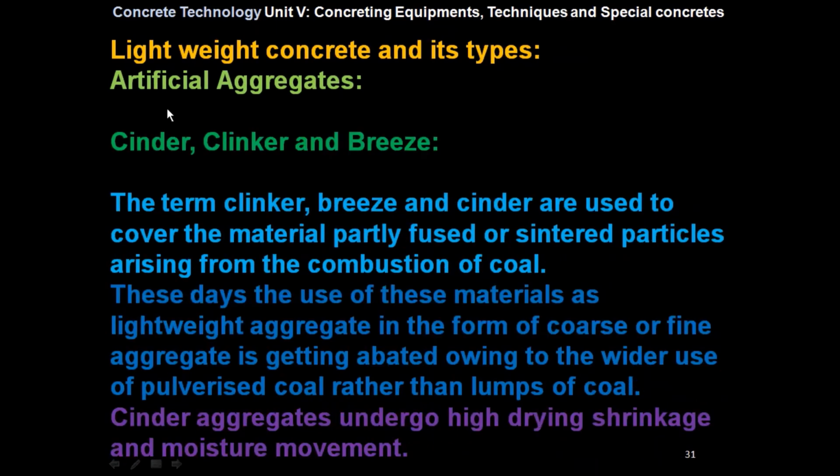Now we will see another artificial aggregate, cinders, clinker and breeze. The terms clinker, breeze and cinder are used to cover the material partly fused or cinder particles arising from the combustion of coal. These days the use of these materials as lightweight aggregate in the form of coarse aggregate or fine aggregate is getting abated owing to the wider use of pulverized coal rather than lumps of coal. Cinder aggregates undergo high drying shrinkage and moisture movement.